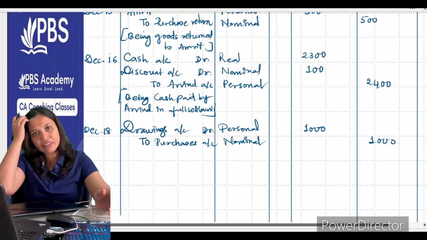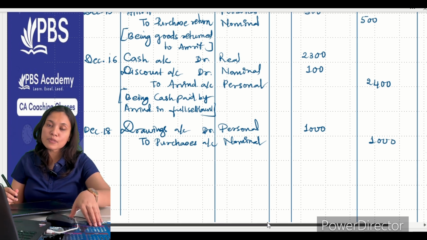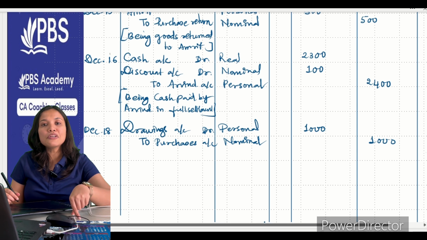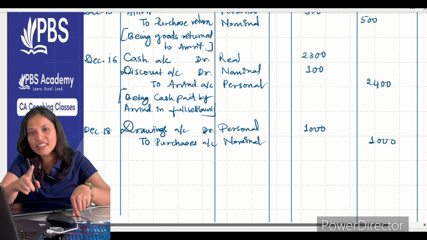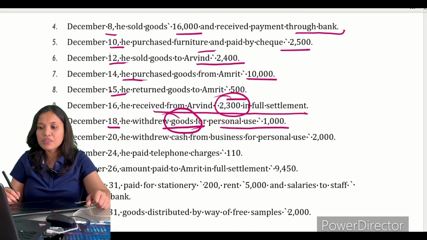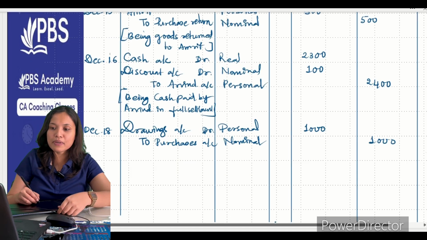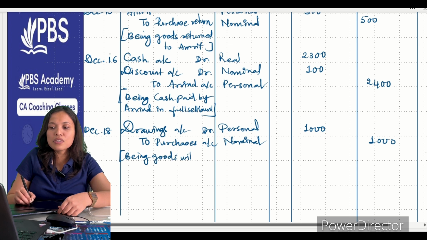Here cost price, sales price not given, so we will write whatever is given to us. When cost price and sales price are both given to you, at which price will you take it? Cost price. Very good. So it is always taken at cost price. So write down the narration: being goods withdrawn for personal use.